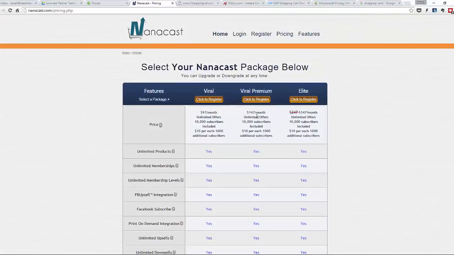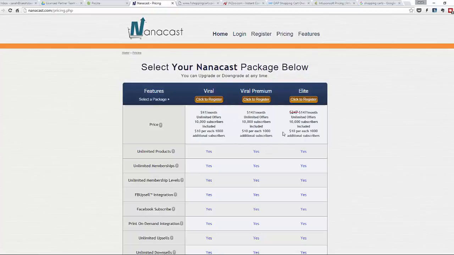They do have very, very good one-click upsells and so forth. So that's the pros and cons. I went for the Viral Premium, which means that you can use your own domain name. So that's why I chose the Viral Premium.